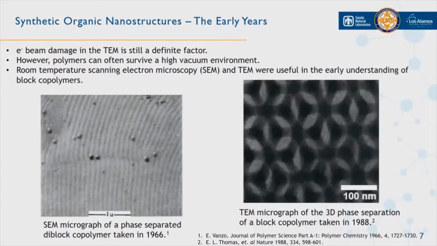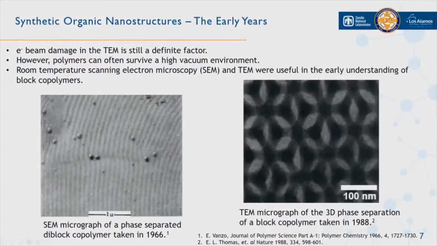And as such, room temperature scanning electron microscopy, SEM, and room temperature TEM were useful in the early understanding of a system of polymers called block copolymers. So here, as early as 1966, researchers observed an ordered structure in styrene butadiene block copolymers, and they identified that the periodicity of these lines was correlated with the molecular weight of the polymer blocks.